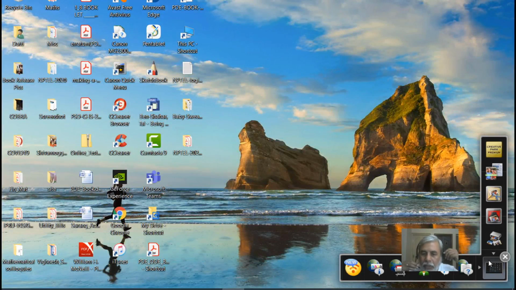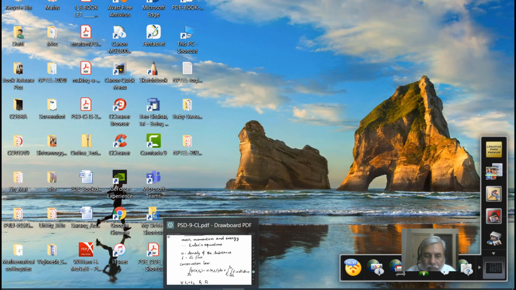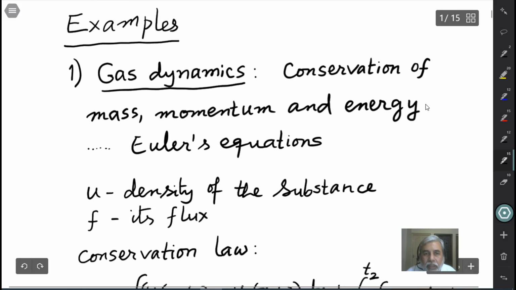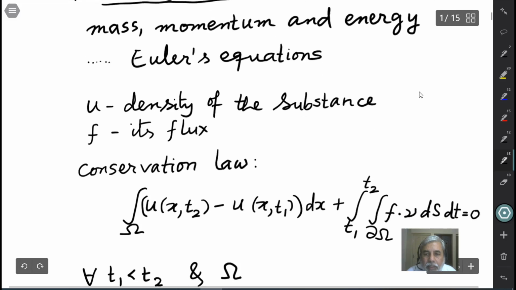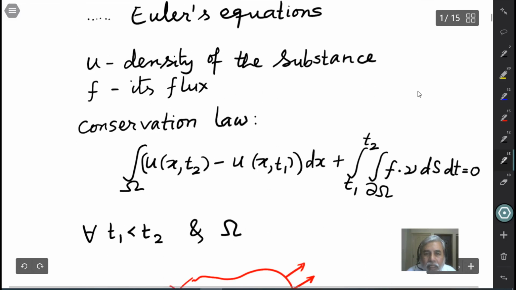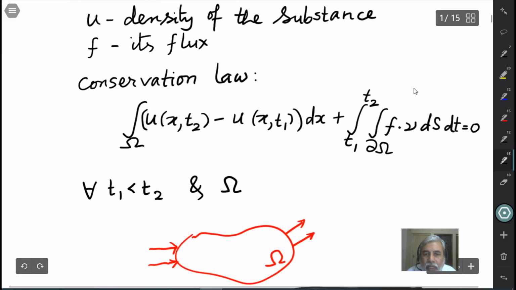So we'll continue the discussion on the conservation law. Before we go further, we'll discuss some examples, and let's start with what is meant by a conservation law. Again, this is motivated by the fluid flow problem.